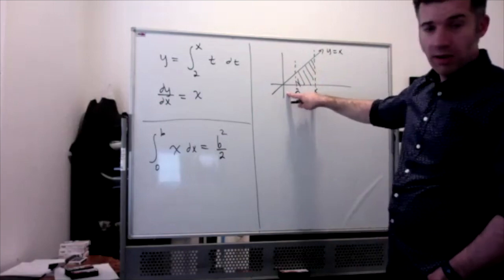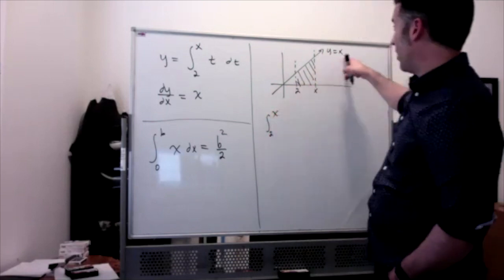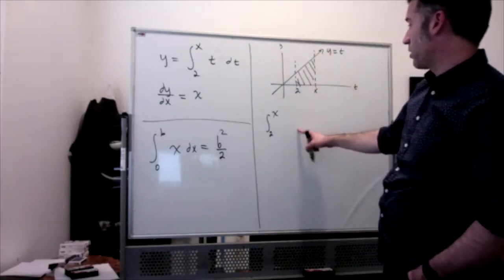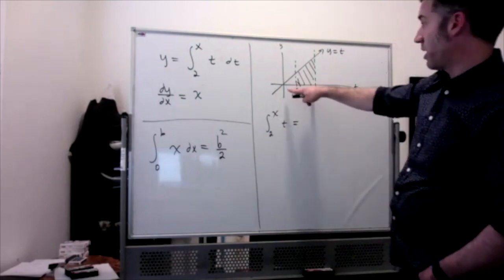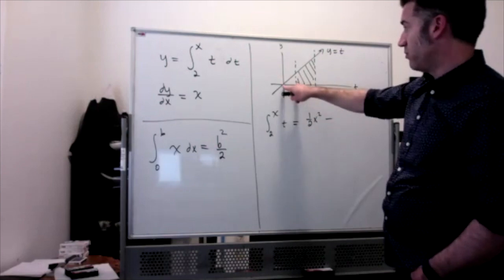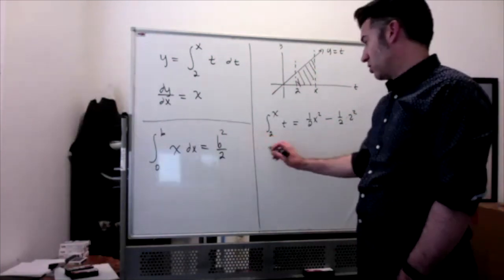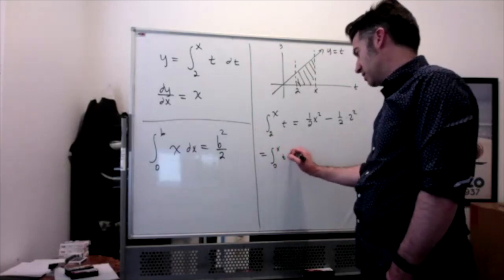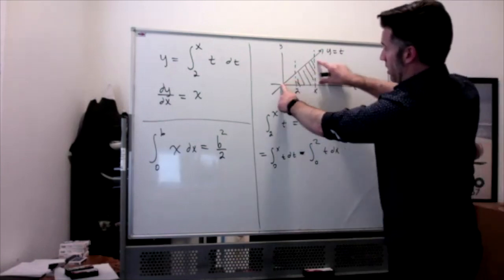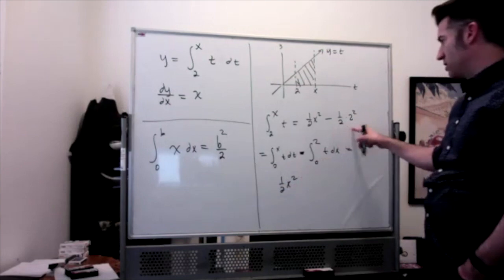I know it's the area of the big triangle minus the area of the small triangle. Oh, sorry, I should call this y equal to t, not y equal to x. Sorry about that. The area of the big triangle is base times height times 1/2, which is 1/2 x squared. The area of the small triangle has base 2 and height 2, so it's 1/2 times 2 squared. I'm literally just using the fact that you can write this as the integral from 0 to x of t minus the integral from 0 to 2 of t. I'm taking the area under the curve from here to here and subtracting out this area. So you get 1/2 x squared minus 2.